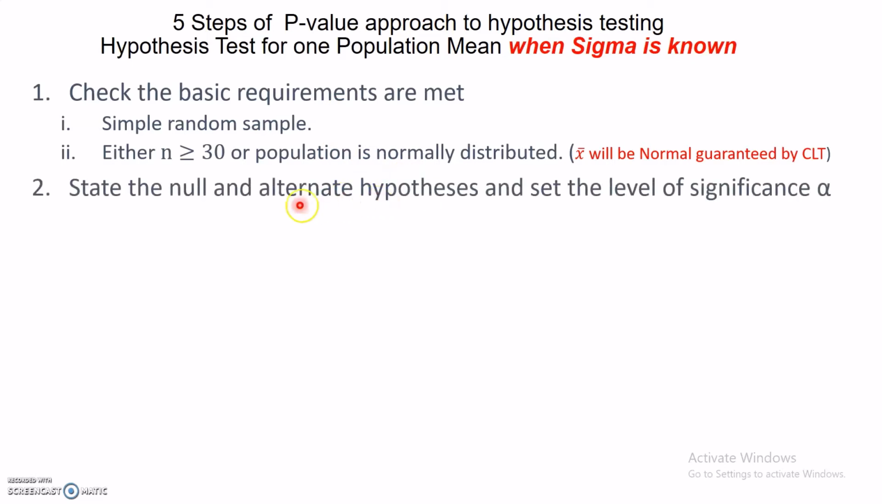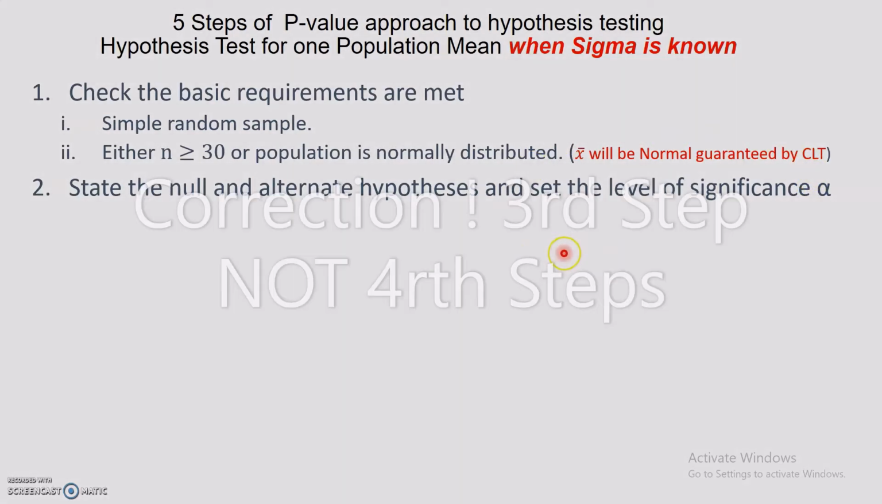What is the second step? In the second step, we find the null hypothesis, we find the alternative hypothesis, and we determine the significance level. At what significance level we plan to perform our hypothesis test, and that significance level is denoted by alpha. This is the second step.